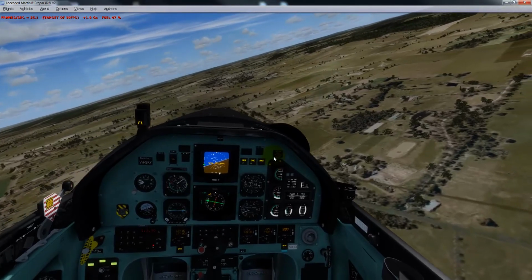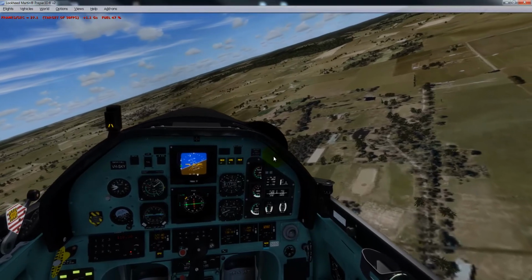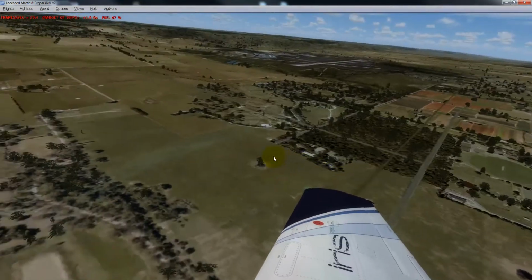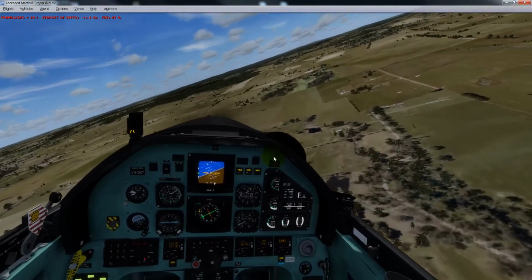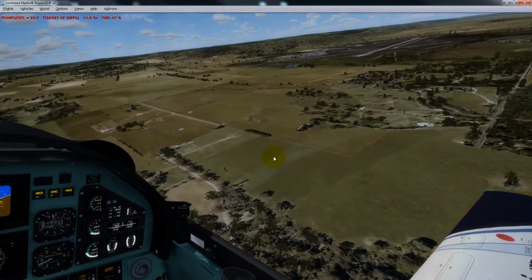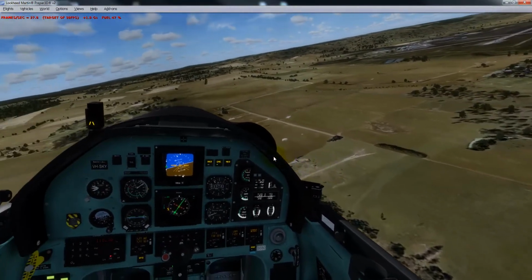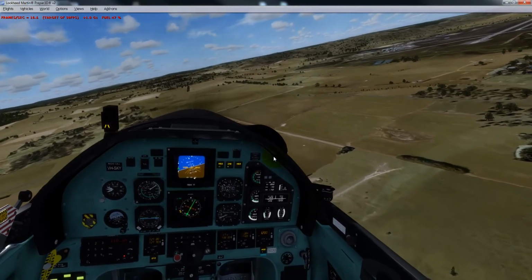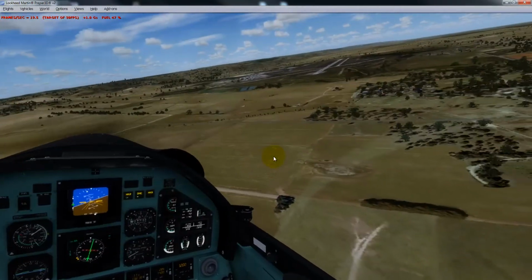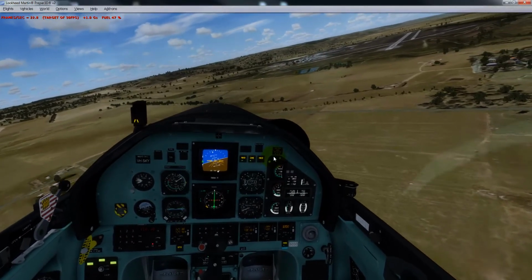And basically I've brought the throttle almost all the way back to idle, nose down, and I'm just letting the aircraft bring itself around, watching the altitude at the same time. We don't want to bleed off too much. We're looking, basically just trying to bring that nose around.